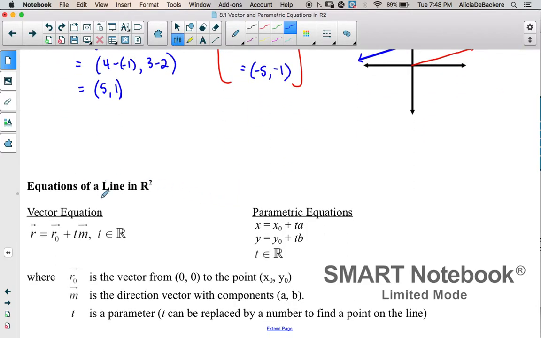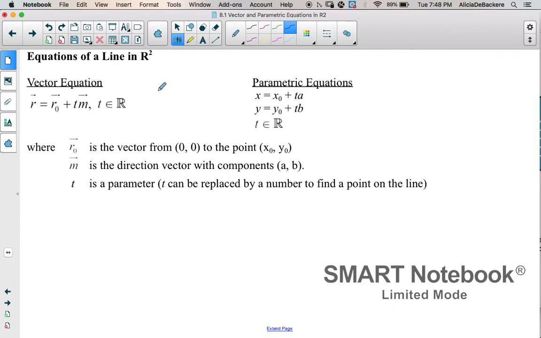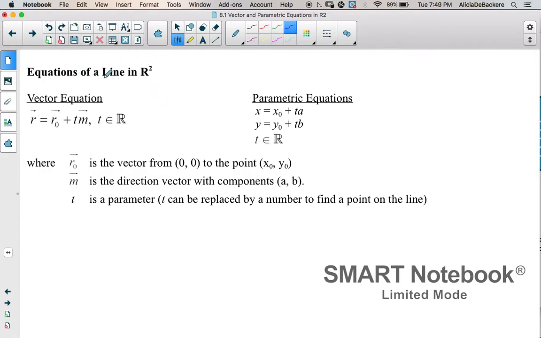All right, so equations of a line. Now that we know about direction vectors, there's two ways we're going to talk about equations of a line in R2. So we're talking about two-dimensional space here. The first one is to say that r, so this is going to define the vectors for my line, is equal to r naught plus t times the direction vector.